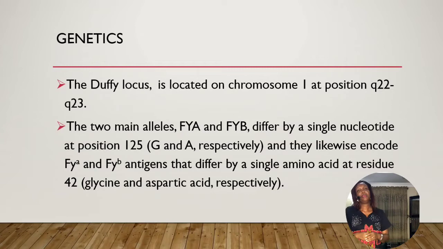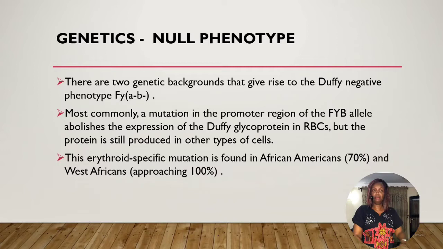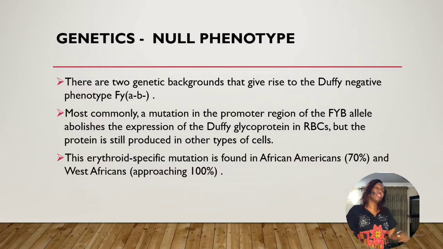Duffy null phenotype, like I said earlier, describes those individuals that are not able to produce Duffy A antigen and also Duffy B antigen on the surface of the red cells. There are two main descriptions of Duffy null phenotype. First is a group of individuals that are not able to produce Duffy A and Duffy B antigen on the surface of the red blood cell, but they can have these antigens on other parts of their body, like endothelial cells of the blood vessels, kidney, brain, colon, and spleen. But there is also another group of individuals that are not able to produce these antigens on the surface of the red cells, and they're also not able to produce it in any other part of their system.